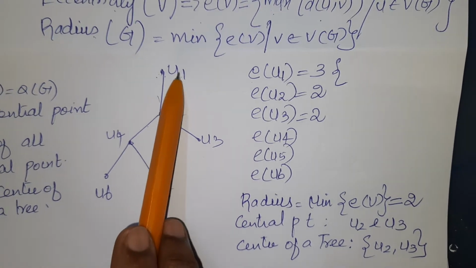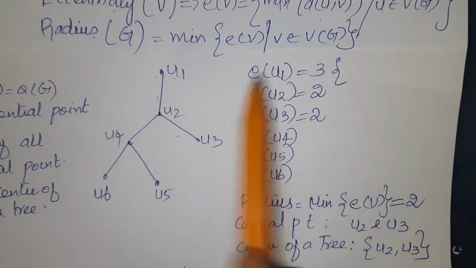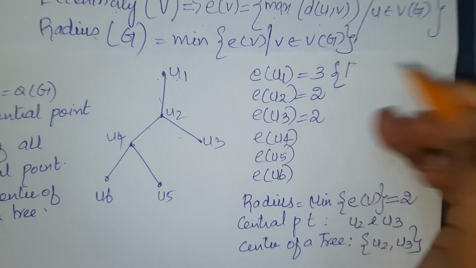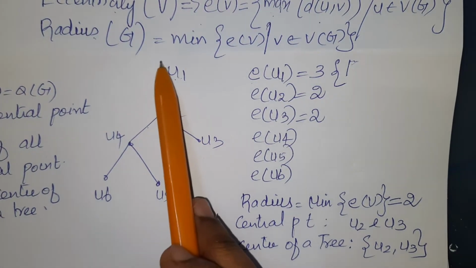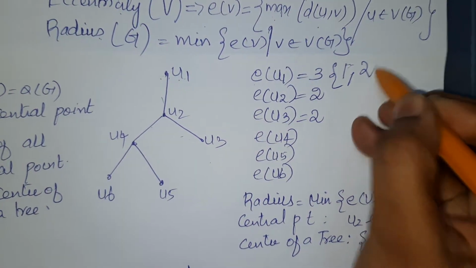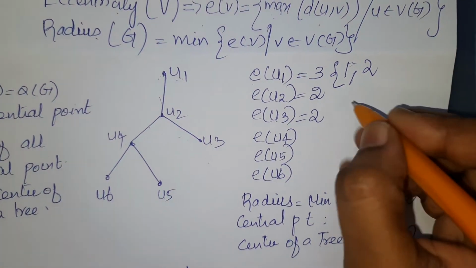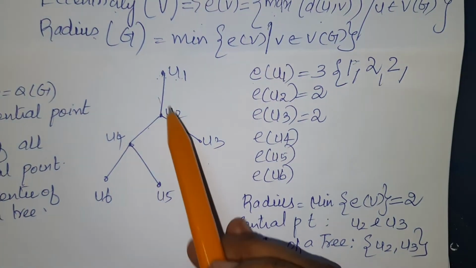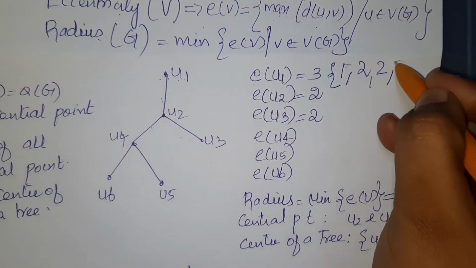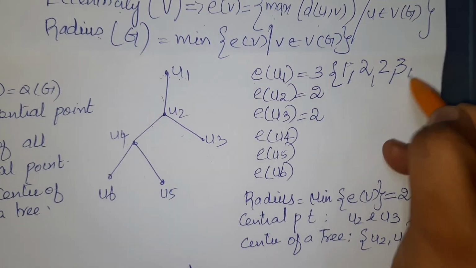Say, from U1 to U2, the distance between U1 and U2 is only 1 edge. So I simply write the distance between U1 and U2 is 1. The distance between U1 and U3, 1 plus 1, 2 edges. Then the distance between U1 and U4, 1, 2, 2 edges. Then the distance between U1 and U5, 1, 2, 3, 3 edges. Then the distance between U1 and U6, 1, 2, 3, 3 edges.